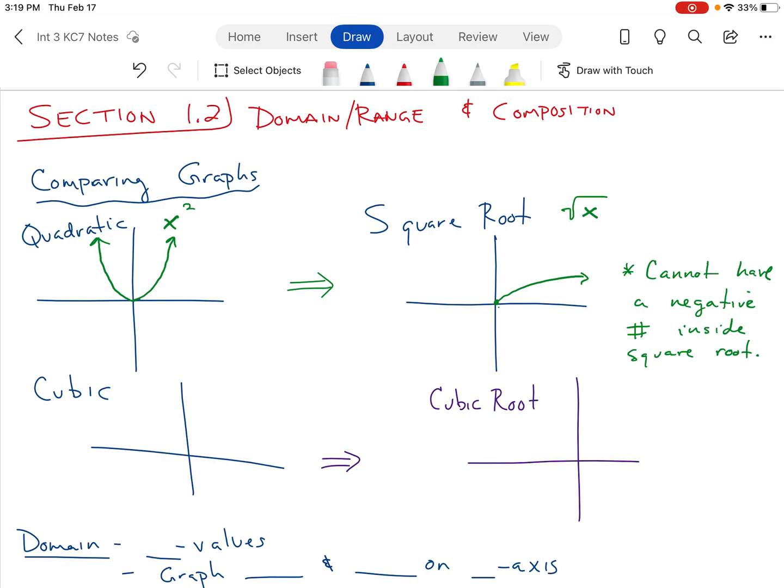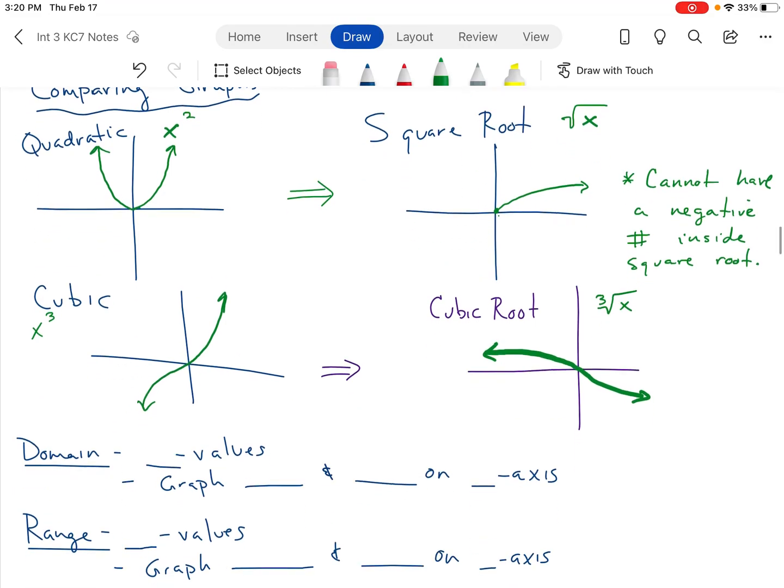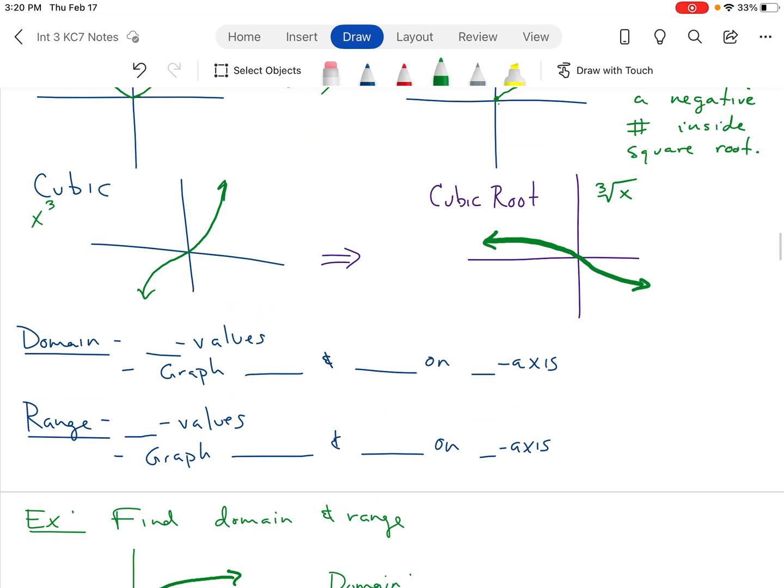Now a cubic we've also gone over. Remember, cubic is x to the third. And this looks something like this, right? Like a line that's going both up and down. The cube root is very similar. It looks like that. It is just, again, rotated. So we're going to be focusing on graphs that are square root graphs and cube root graphs.